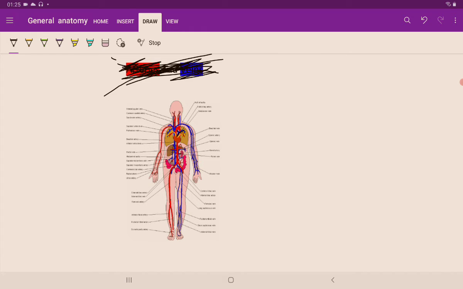Arteries, okay guys, arteries are the blood vessels which carry blood away from the heart. The blood vessels which carry blood away from the heart, these are arteries. Veins are blood vessels which carry blood towards the heart. Veins carry towards the heart, arteries carry away from the heart.